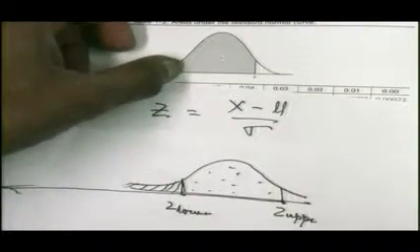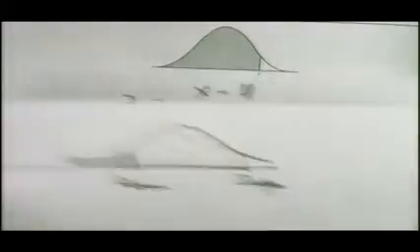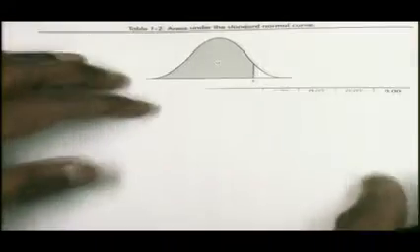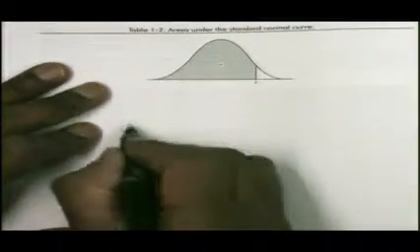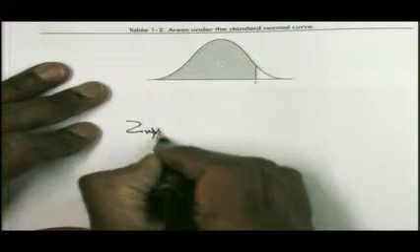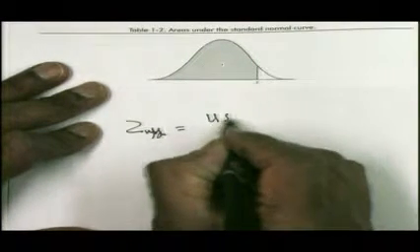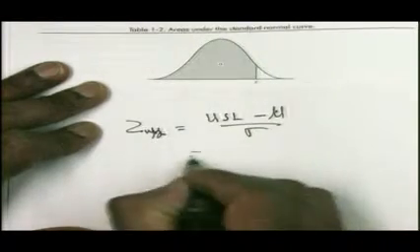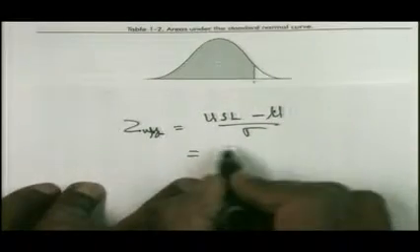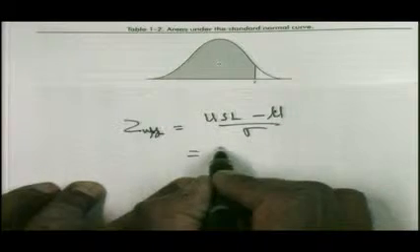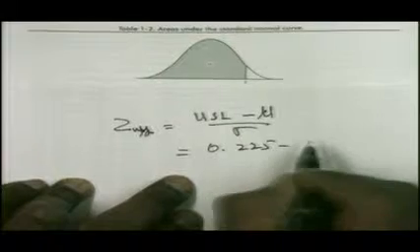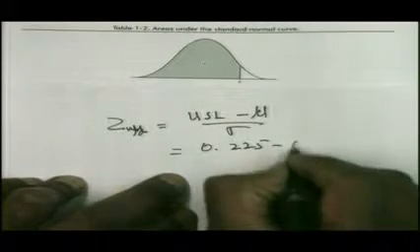So for the Z value for upper, let's get a sheet here. I already got the numbers. Z upper will be USL minus mean over sigma, which is 0.225 minus the mean. The mean value is 0.220.